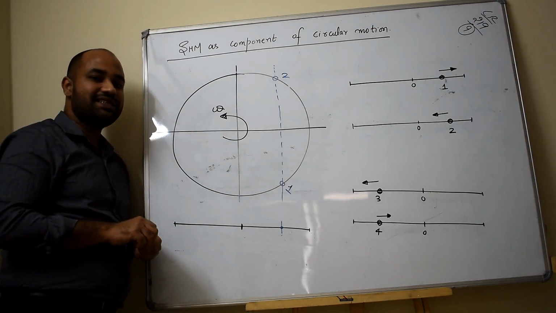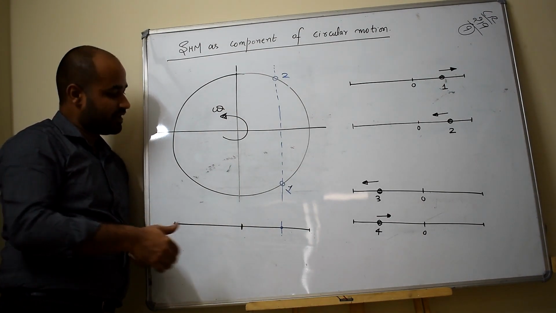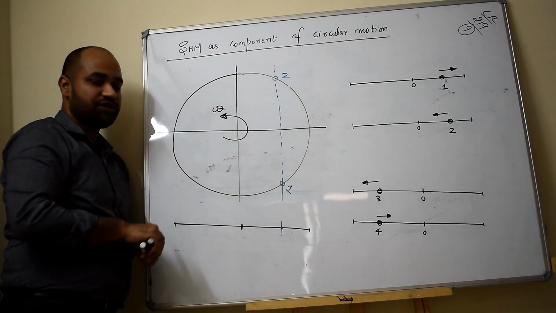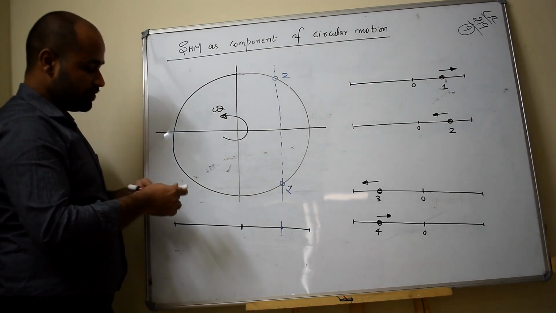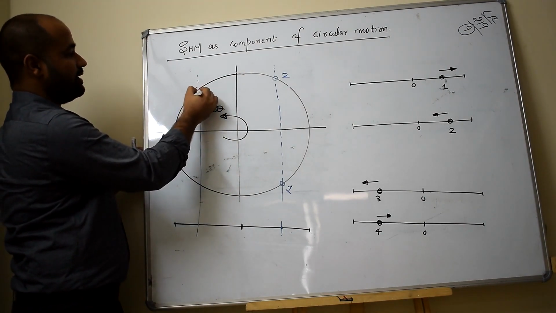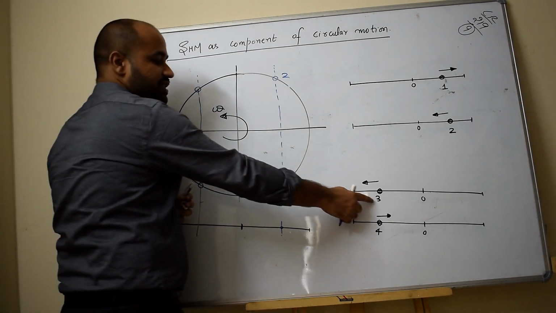Now think about situation 3 and situation 4. In both cases, the position of the particle is negative. That means the projection on the x-axis, projection of the circular motion must be negative. So the particle can be either here or here. Now which one represents situation 3?